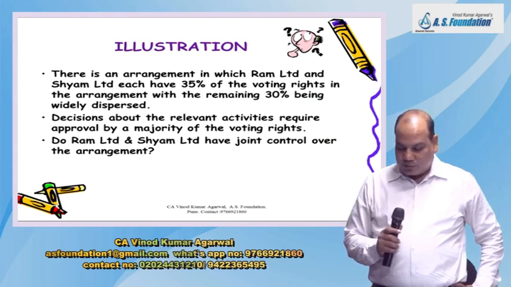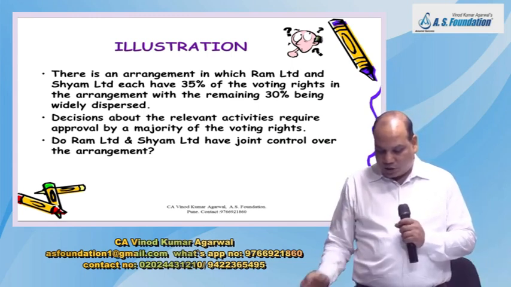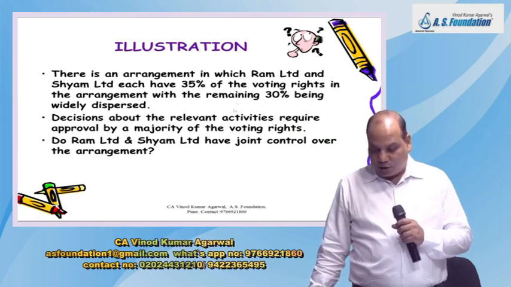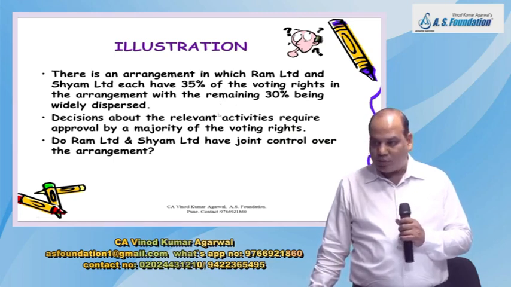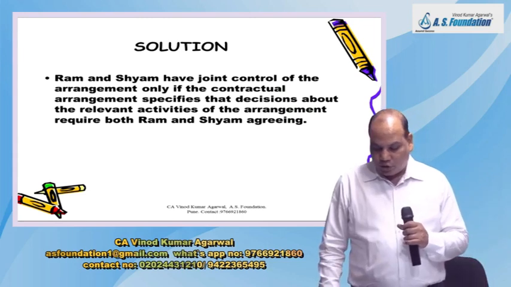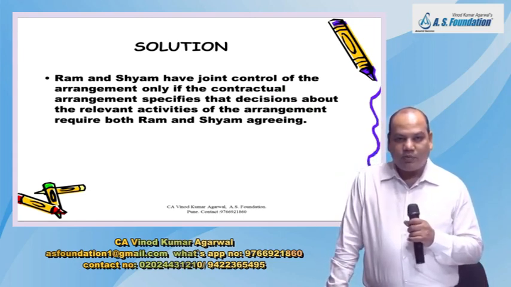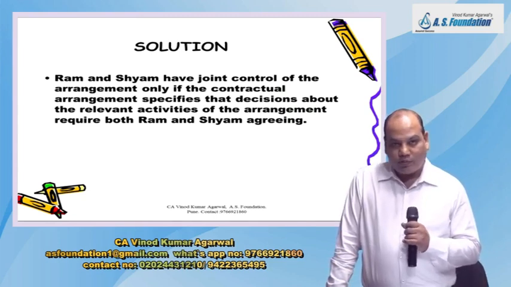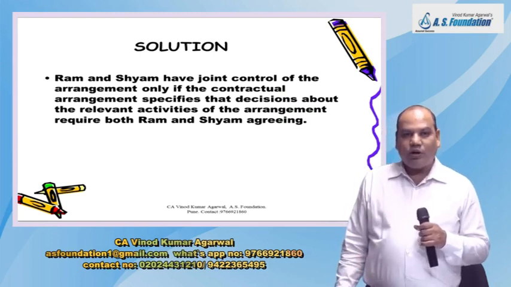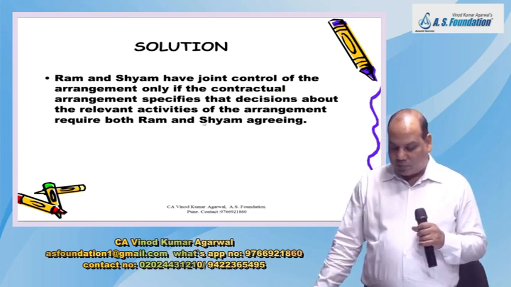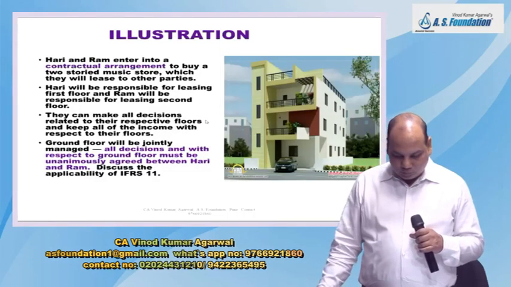Because individually they don't control, they need the support of the other to take the decisions relating to relevant activities. So if the agreement specifies Ram and Shyam must act together unanimously, then this arrangement will be called joint control, and this standard becomes applicable to Ram and Shyam. So how will you write the answer? Ram and Shyam have joint control of the arrangement only if the contractual arrangement specifies that decisions about relevant activities of the arrangement require Ram and Shyam agreeing.